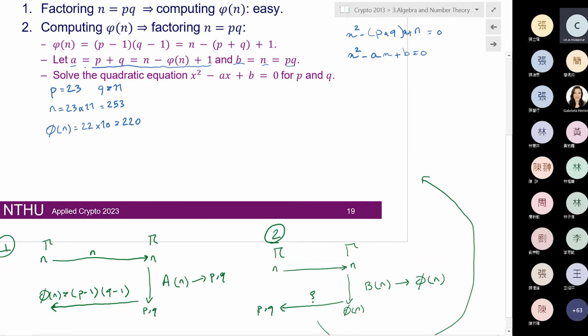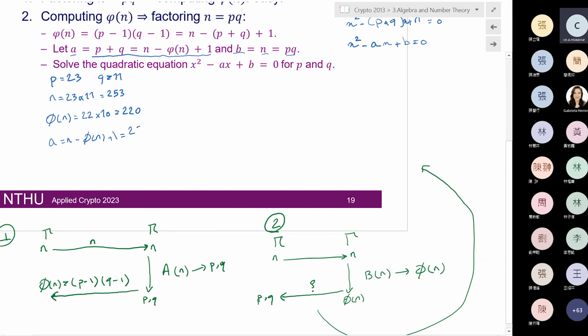So according to this equation, I'm going to call a to be n minus phi n plus 1, which is going to equal n, 253, minus phi n, 220, plus 1, and this is going to be 34. I did the calculation before. And b is already n, right? b is just 253. So let me do the magic now after this.